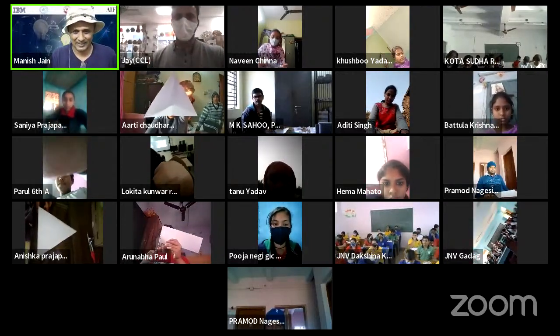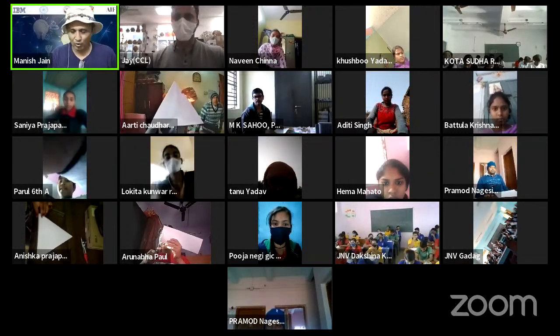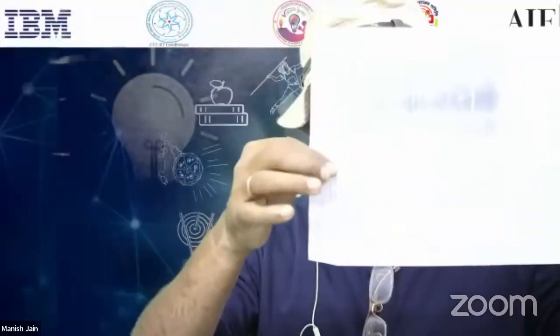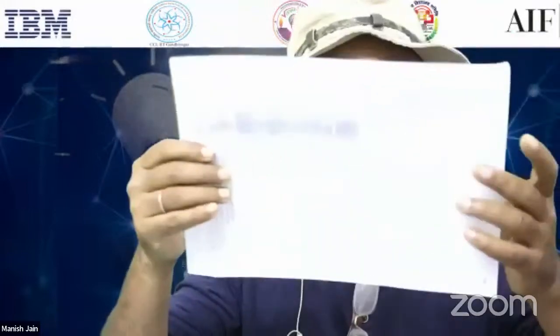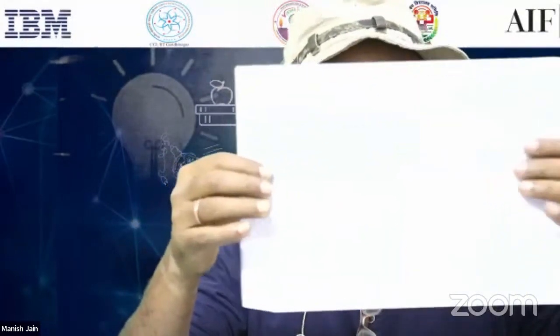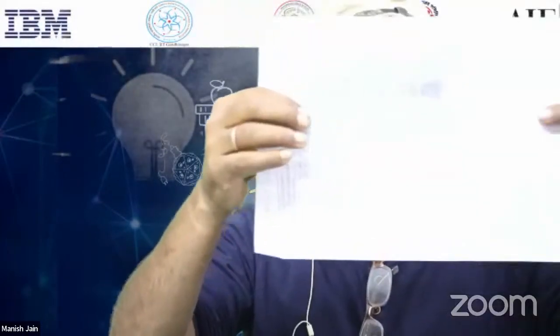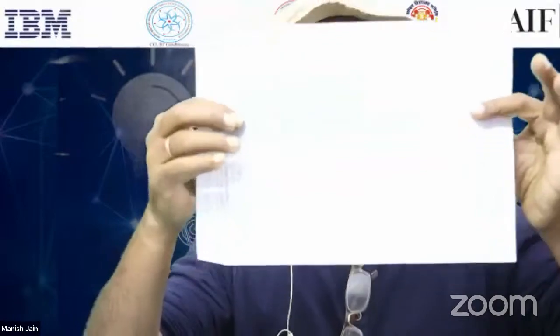13 participants raised their hands. All right, so let me take you to the overhead. What was the question? The question was, you have to make a triangle from this paper such that all three sides of the triangle are the same.